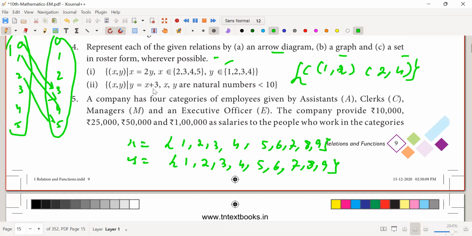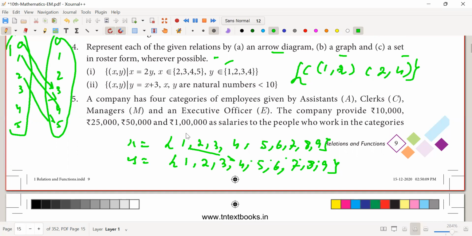Then 2 gives 5, 6, 7, 8, 9. Until 8 we can get. Sorry, not until 8. If I substitute 1, we will be getting 4. So 1 to 4, 2 to 5, 3 to 6, 4 to 7, 5 to 8, 6 to 9. After that, we won't be getting any. So that will be the arrow diagram for it.